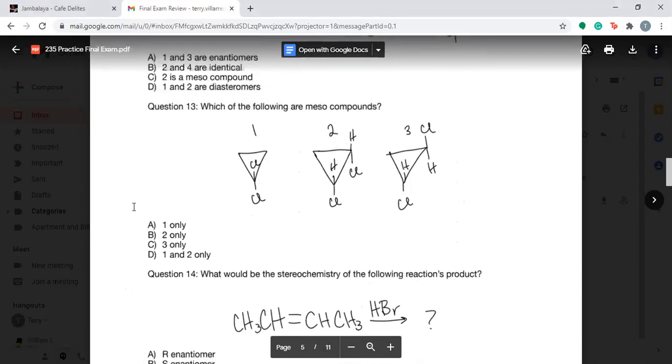Which of the following are meso compounds? Matthew has B.